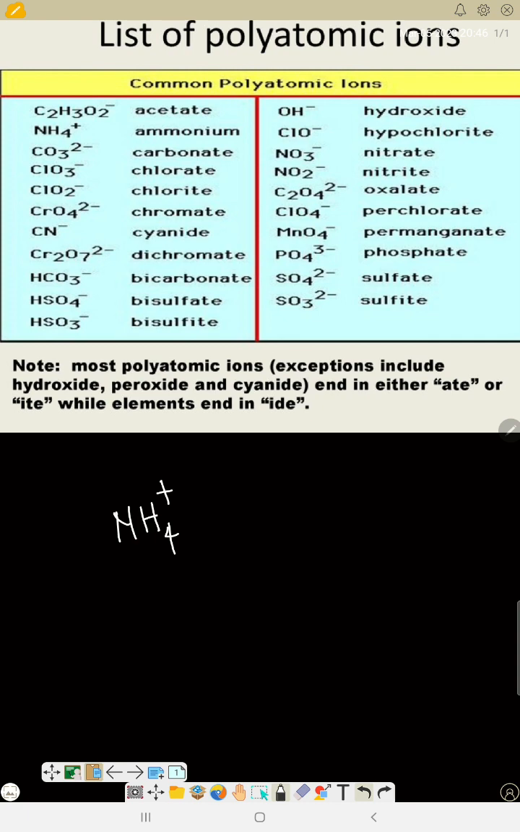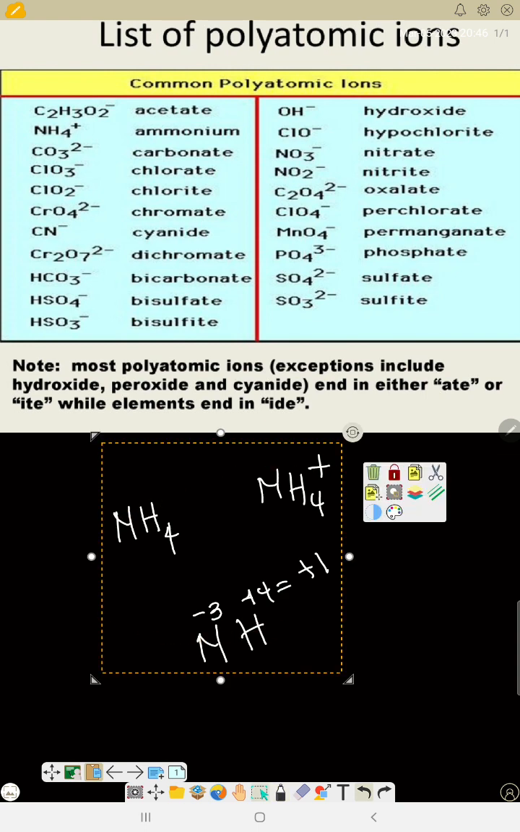How is it plus? Nitrogen is in group 5, so the charge here will be 3 minus, that is minus 3. Hydrogen is plus 1, but 4 times 1 will be plus 4. Minus 3 plus 4 is equals to plus 1. That means NH4 combined will carry plus. So that is how we have charges on those polyatomic ions.